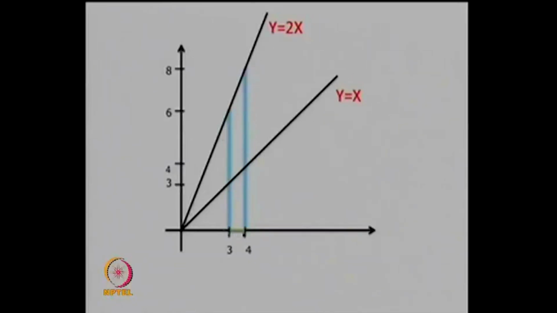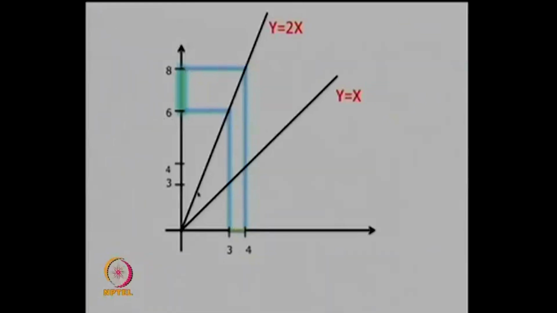And let us start from 3 and 4 and draw two lines and see what the corresponding x values are. So, if the x values are 3 and 4, let us calculate the corresponding y values. If you draw two lines to the y equal to 2x curve, the corresponding y values will be 6 and 8. So, 3 and 4, 6 and 8. 2 times 3 is 6, 2 times 4 is 8.